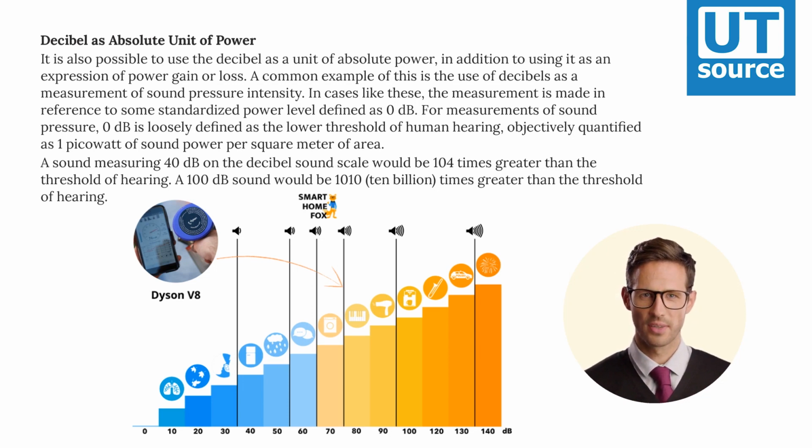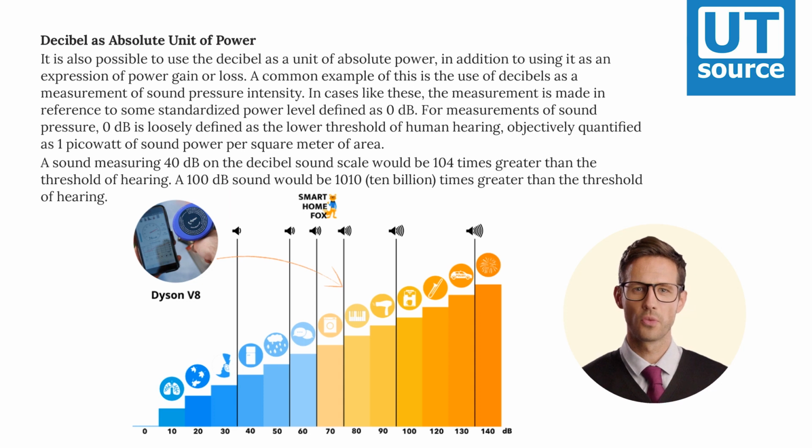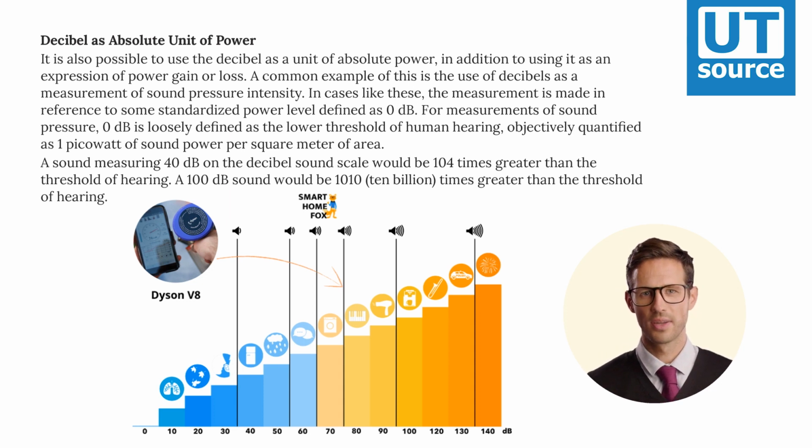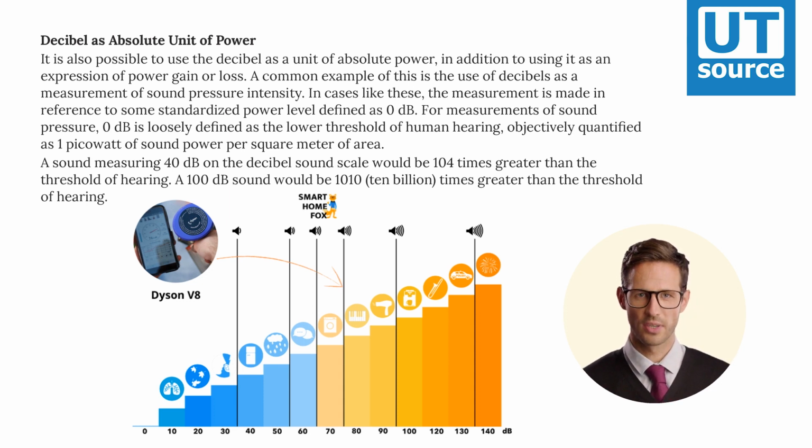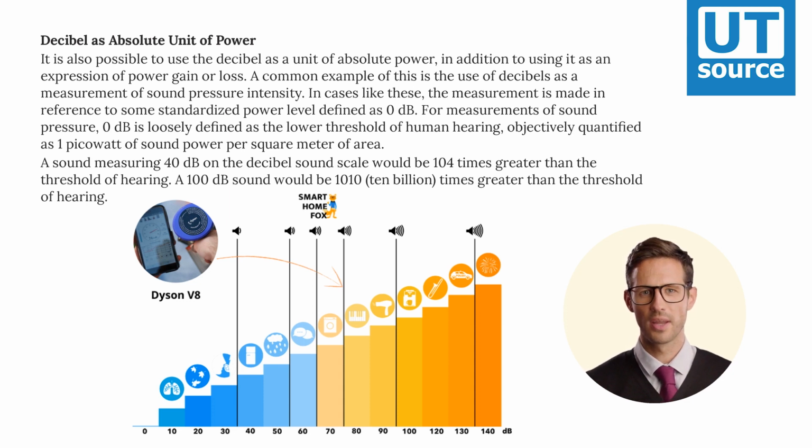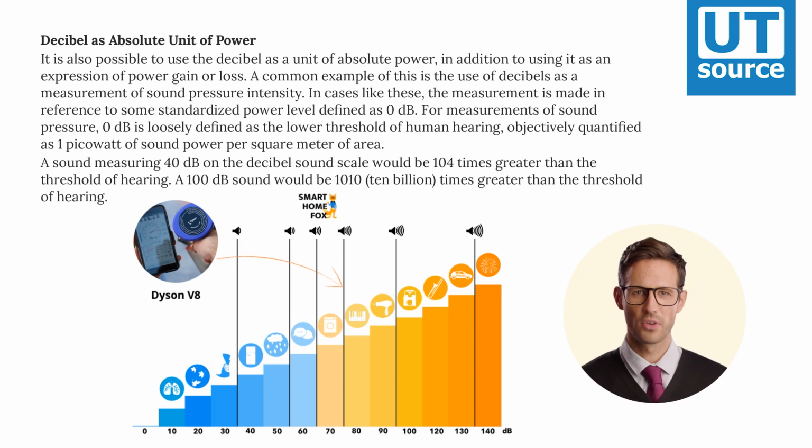In cases like these, the measurement is made in reference to some standardized power level defined as 0 decibels. For measurements of sound pressure, 0 decibels is loosely defined as the lower threshold of human hearing, objectively quantified as 1 picowatt of sound power per square meter of area. A sound measuring 40 decibels on the decibel sound scale would be 10^4 times greater than the threshold of hearing. A 100 decibel sound would be 10 billion times greater than the threshold of hearing.